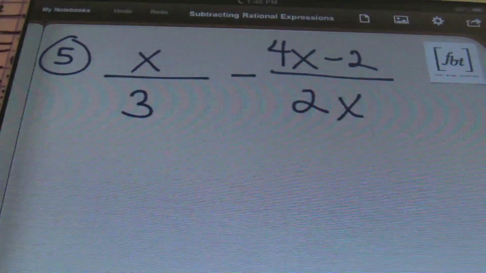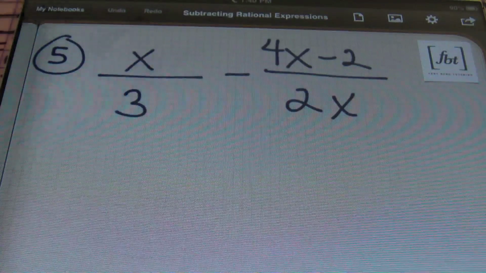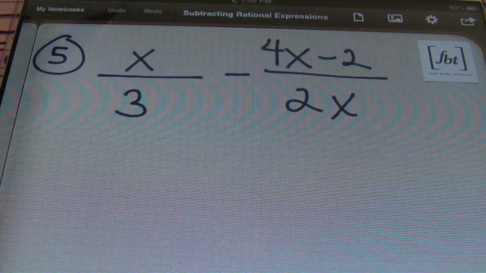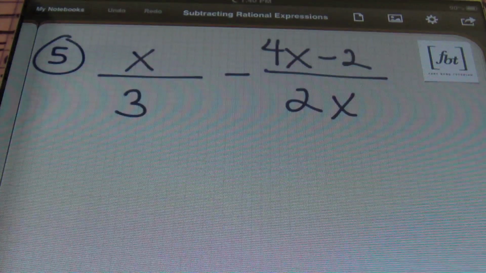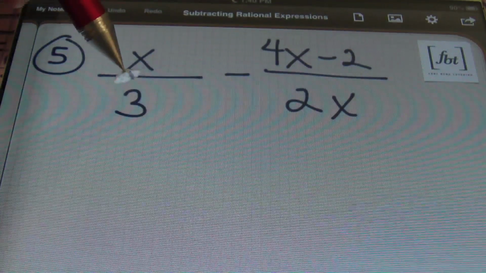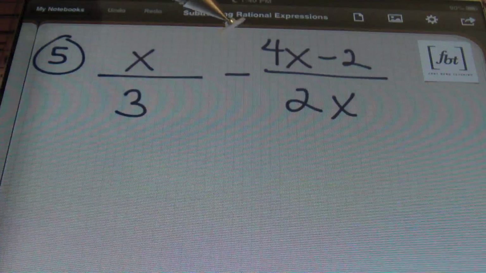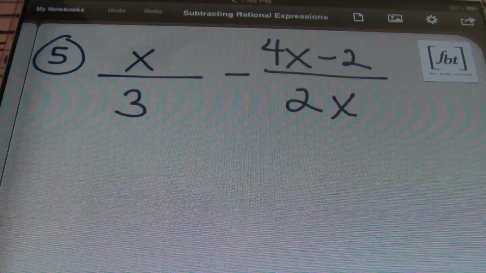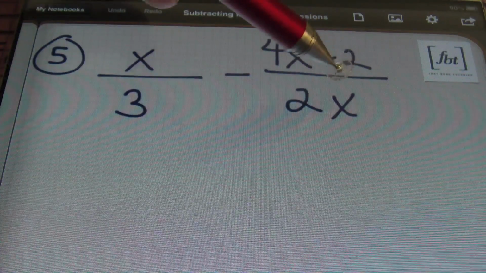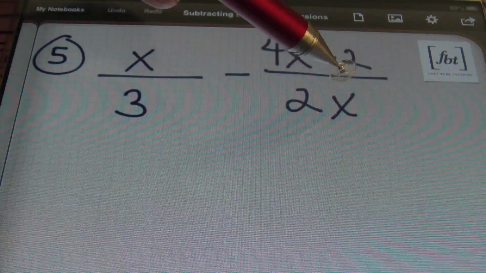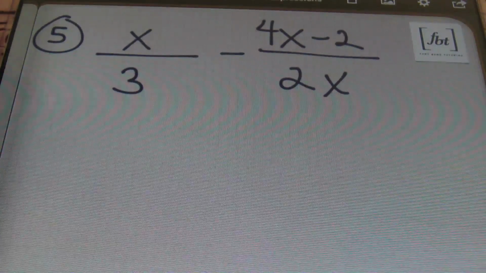In problem number 5, I have x over 3 minus the quantity of 4x minus 2 over 2x. So what I need to do first is get a common denominator. What I like to do is to focus on the coefficients first, the numbers in front of the variables. So I'm just looking at the 3 and the 2. So I know that the first number that 3 and 2 can go into evenly is 6. And keep in mind that you only had this variable x, so I'll need x in the denominator. So the lowest common denominator here is 6x.